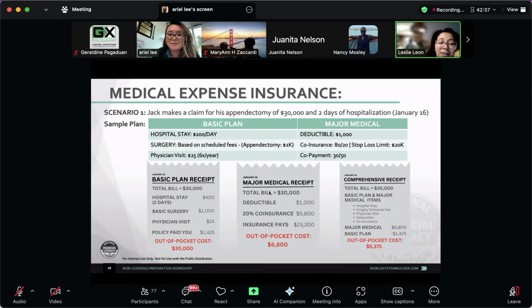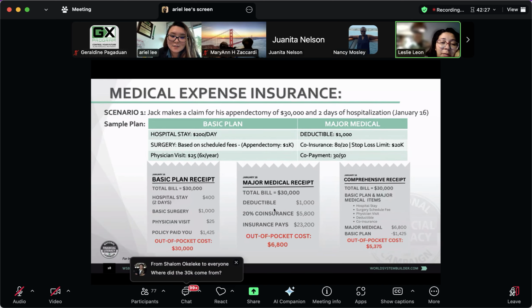Yes, I get it now. I thought it was 3 different receipts for 3 different things, but I get it. The basic plan is like our regular insurance, then the major medical is added on, and the comprehensive receipt is everything together. Yes. Okay, thank you so much, Ariel.